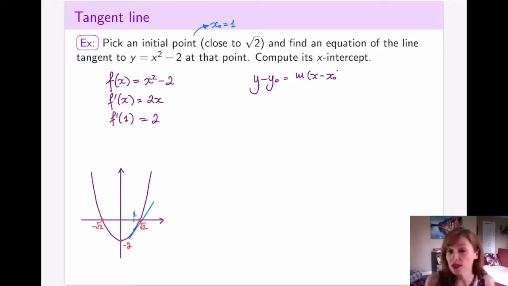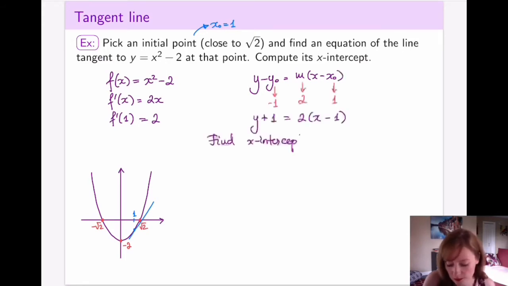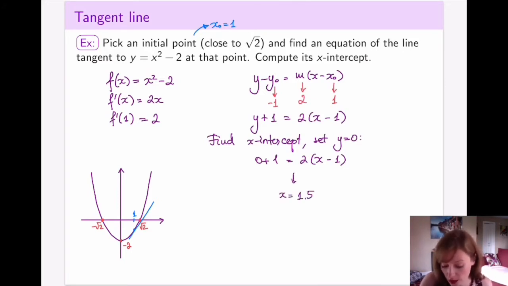I'm interested in its x-intercept. So in order to find the x-intercept, I'm going to set y to be 0 and solve for x. So what do we get? 0 plus 1 is 2x minus 1. And solving for x will yield x being 1.5. The square root of 2 is approximately 1.412. So this indeed is a fairly close value.